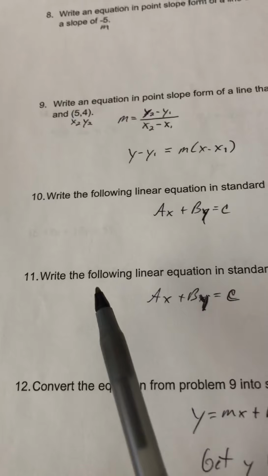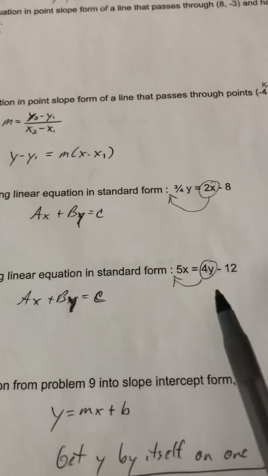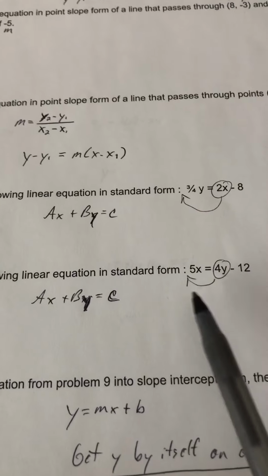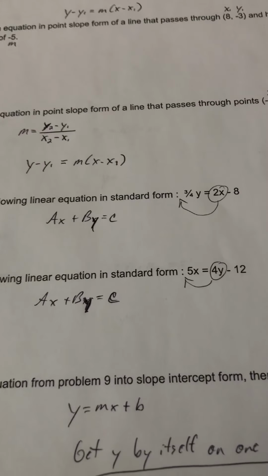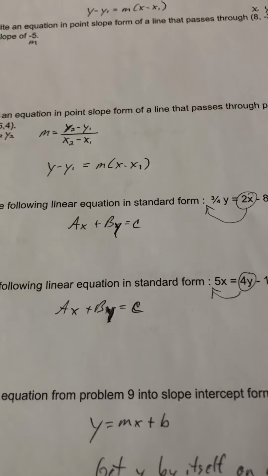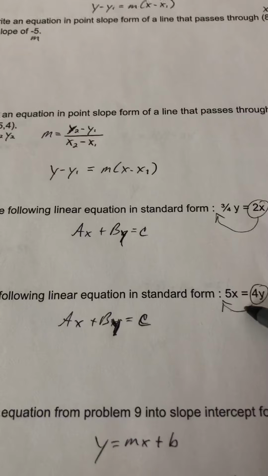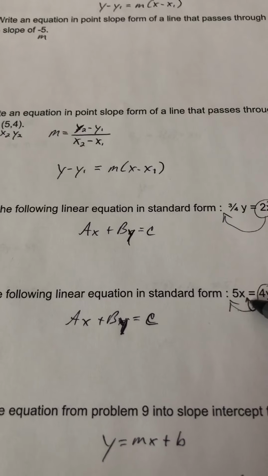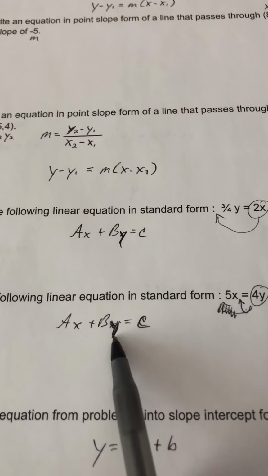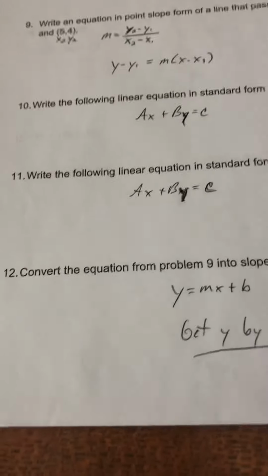Number 11, write the following linear equation in standard form. Okay, this one, you want to get the y over here, so you're going to just subtract 4y from both sides. Okay, it's actually not going to go there, it's going to kind of go here, because you want the x and y to be in the correct order.